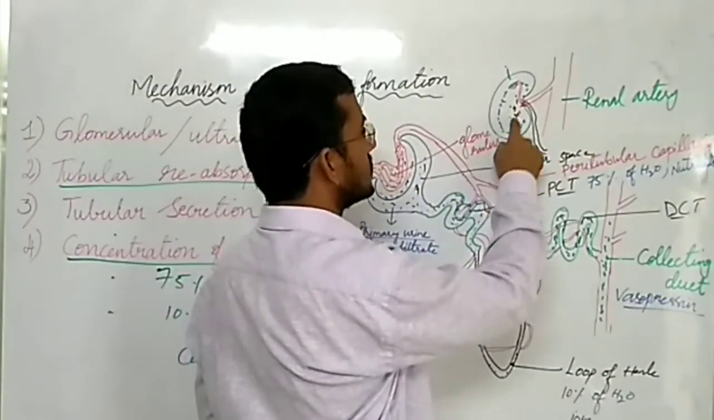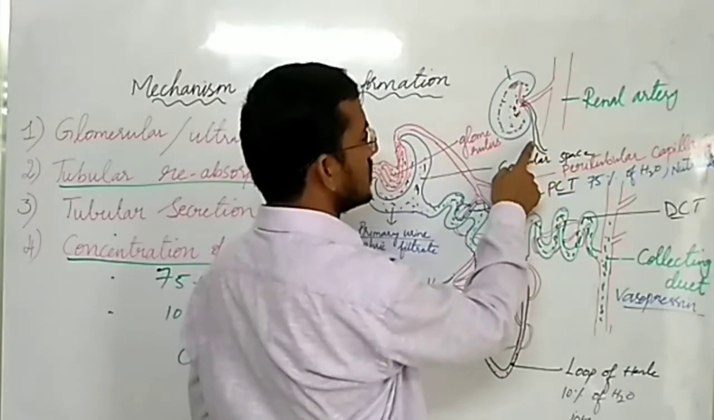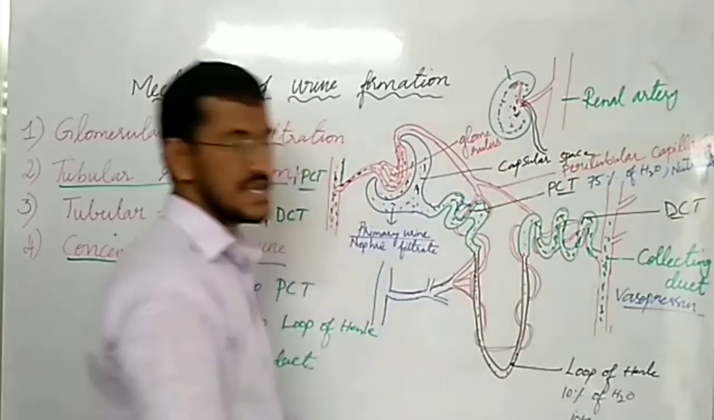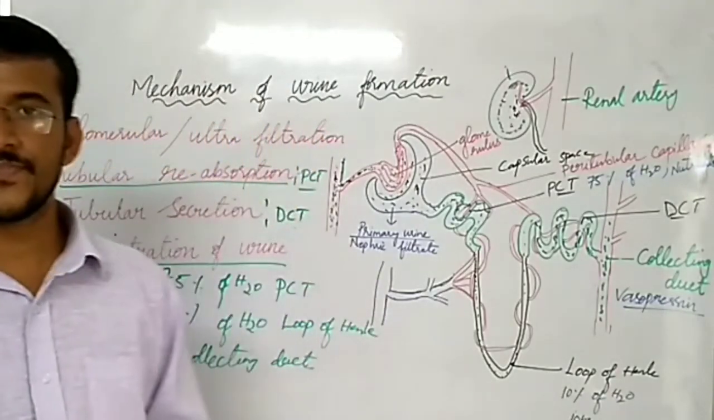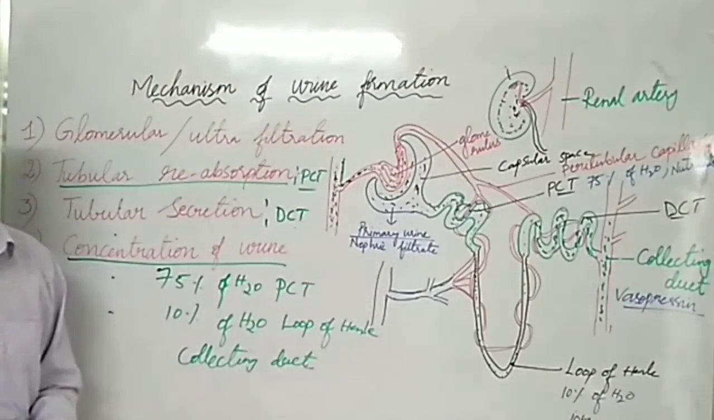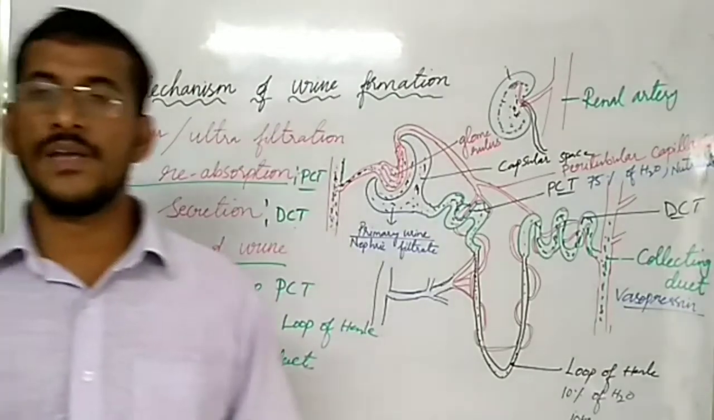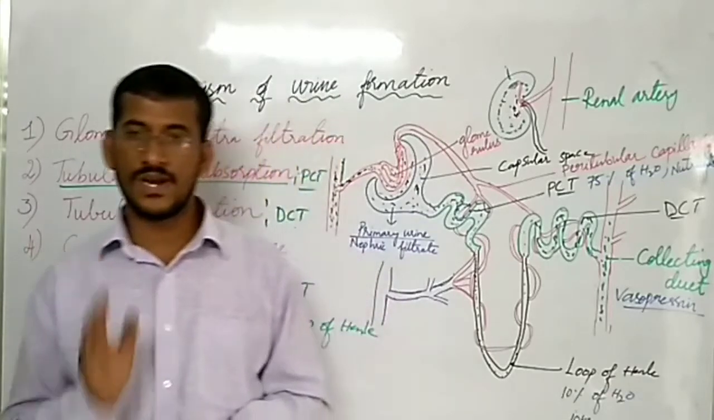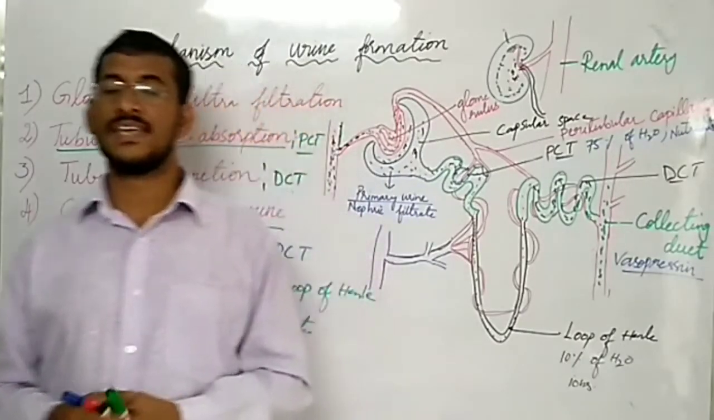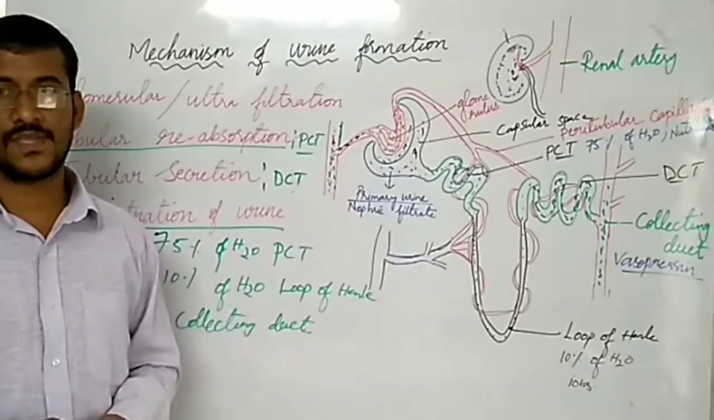From pelvis, it enters into ureter. From ureter, it enters into urinary bladder. From there, it comes out through urethra. Okay, so per day, nearly 1.5 to 2 liters of urine is excreted out.